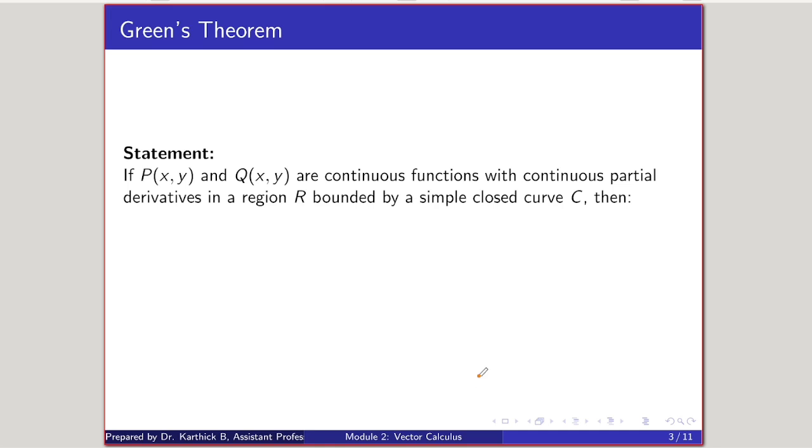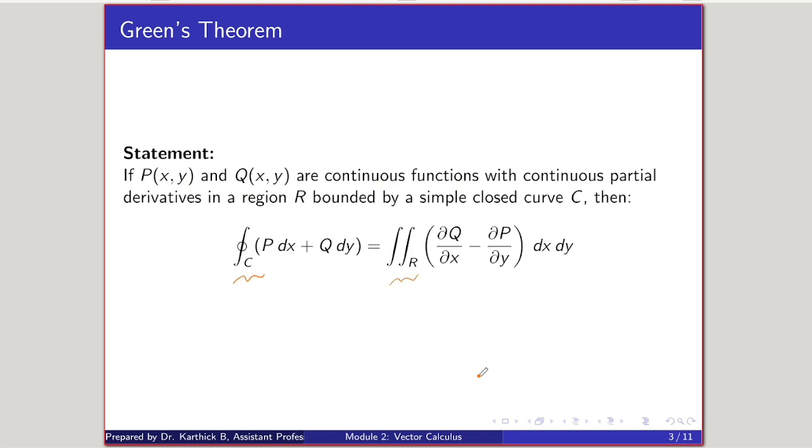If P of x comma y and Q of x comma y are continuous functions with continuous partial derivatives, so if I take two functions, they should be continuous, and of course there should exist a derivative with respect to x and y. In the region R bounded by a simple closed curve, the line integral will be equal to the region or surface integral.